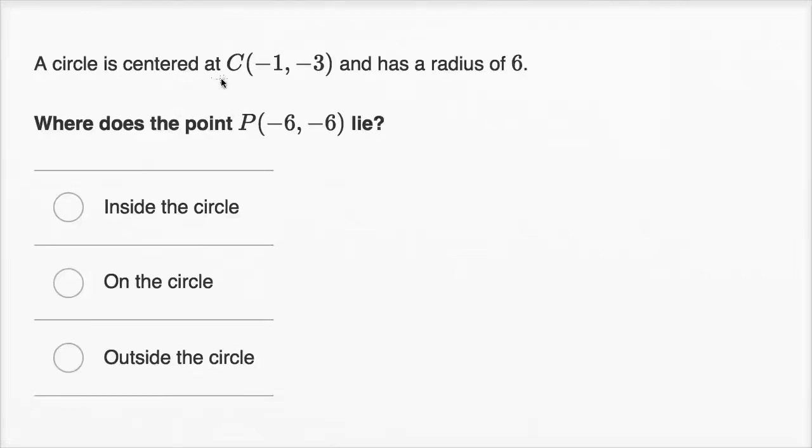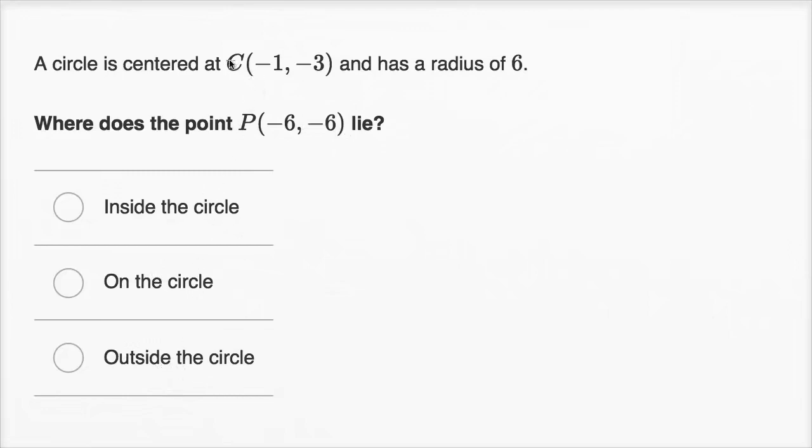A circle is centered at the point C, which has the coordinates -1, -3, and has a radius of 6. Where does the point P, which has the coordinates -6, -6, lie? And we have three options: inside the circle, on the circle, or outside the circle.